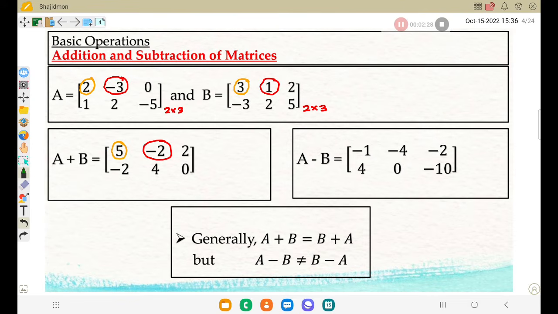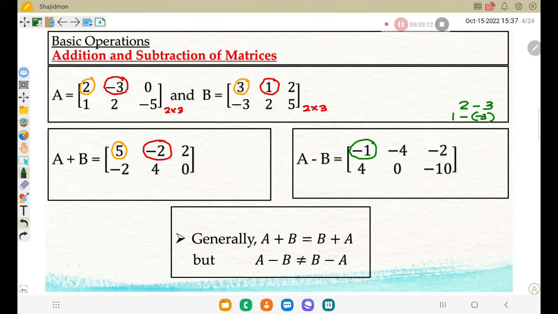Now for the subtraction A minus B, the same idea: just subtract the numbers. The first number, 2 minus the first number in the second matrix, 2 minus 3, means -1. In the same way, -3 minus 1 is -4, then 0 minus 2 is -2. Then 1 minus -3 means 1 plus 3, which equals 4. And 2 minus 2 is 0, and -5 minus 5 is -10. So these are the addition and subtraction of two matrices.